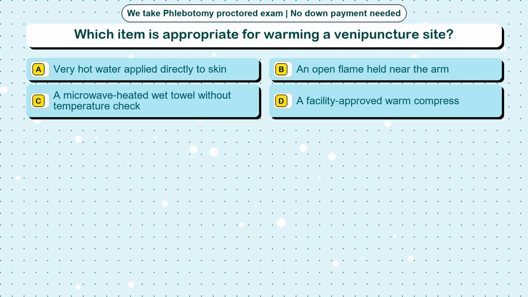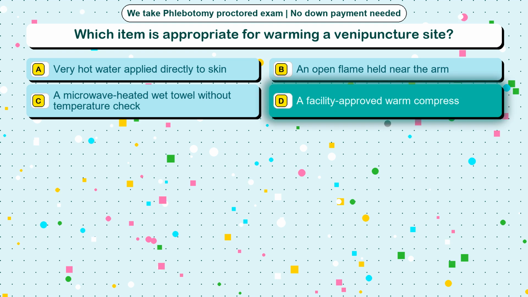Question 62. Which item is appropriate for warming a venipuncture site? Option A. Very hot water applied directly to skin. Option B. An open flame held near the arm. Option C. A microwave-heated wet towel without temperature check. Option D. A facility-approved warm compress.